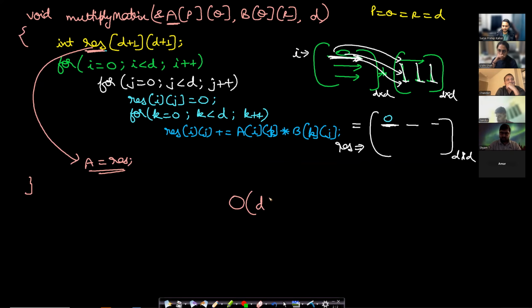And this is the matrix multiplication in order of d cube, right? There are three loops of size d, each of them, and d cube is the complexity of this. Okay, now you know about matrix multiplication. So we should go ahead to the next part.